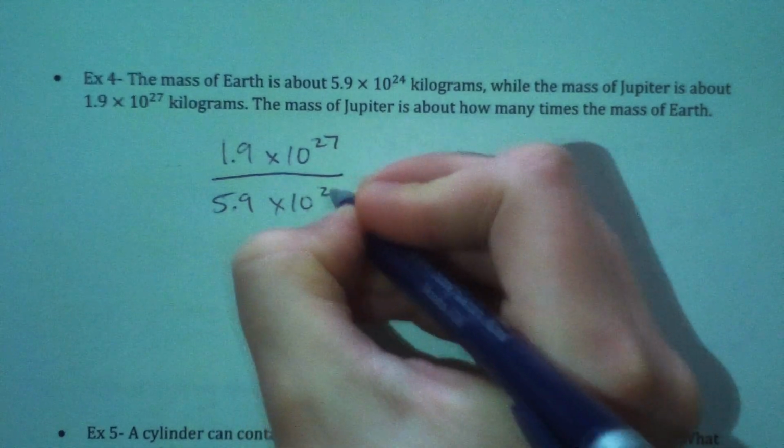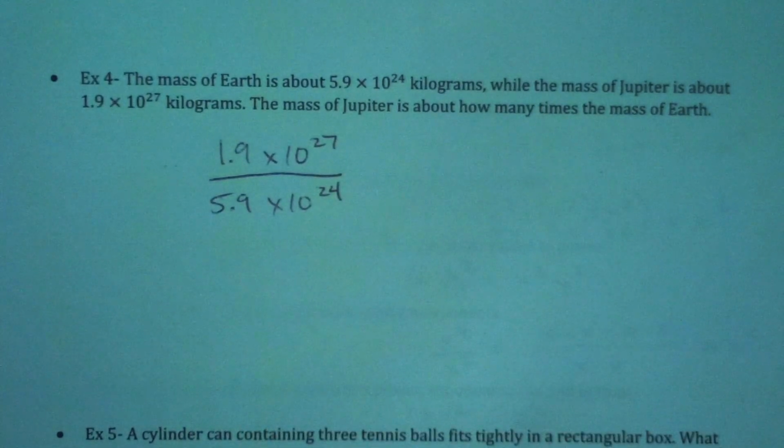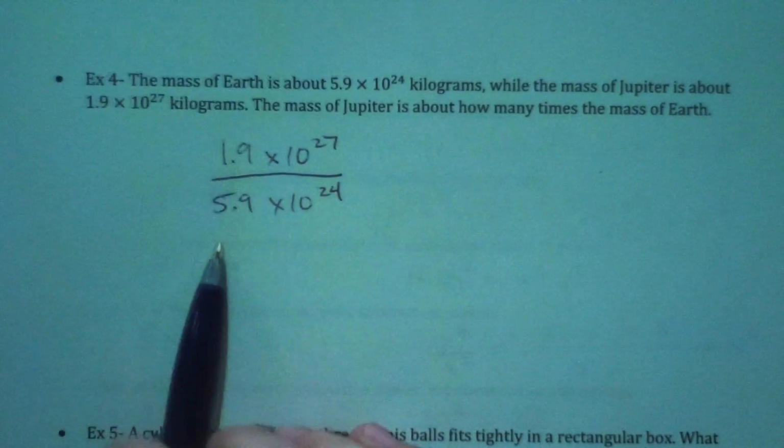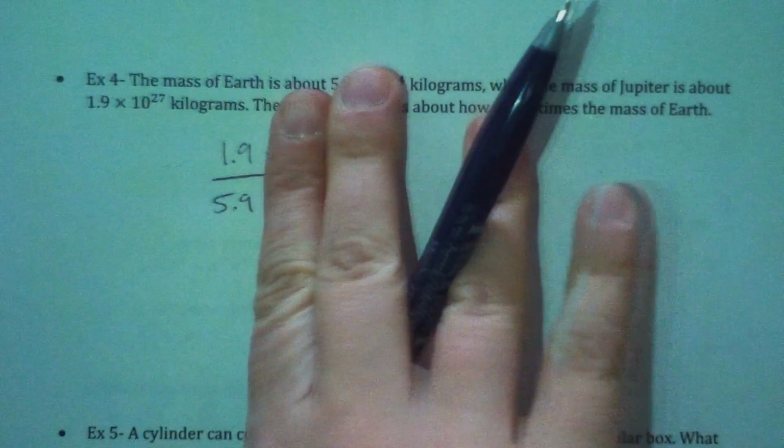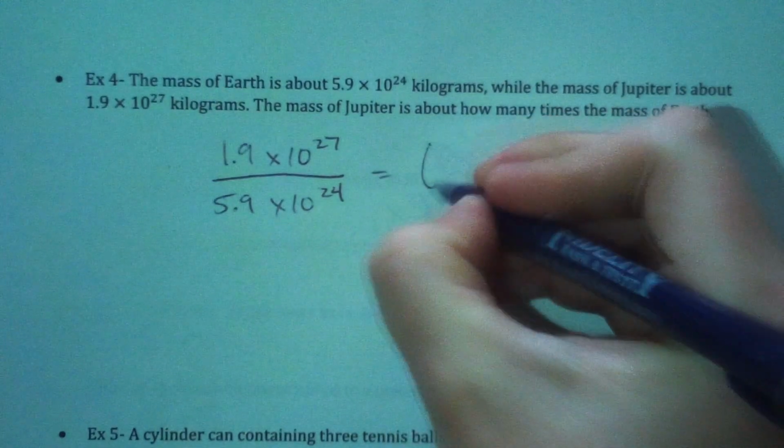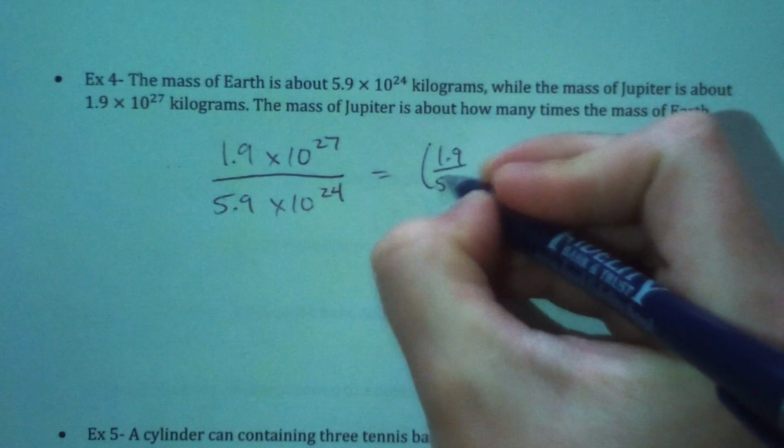And then what I would do is just use my calculator to divide out 1.9 divided by 5.9. So 1.9 divided by 5.9 is a gross number, so we'll have to go approximately. So we'll go approximately 0.322, somewhere in there. And then we'll have that times 10 to the third, because again, those powers canceled out to get it to 3.